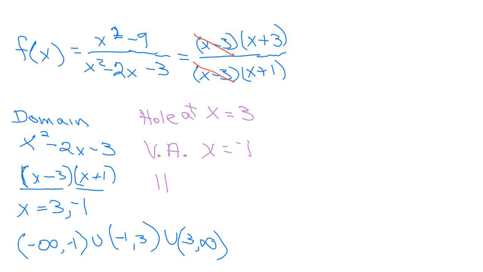A horizontal asymptote. Well, this is like the previous problem. Our highest power is the same. So we look at the coefficients. Well, with the coefficients, we get 1 over 1, which means the horizontal asymptote is at y equals 1. I think that's all we have to do for that one.